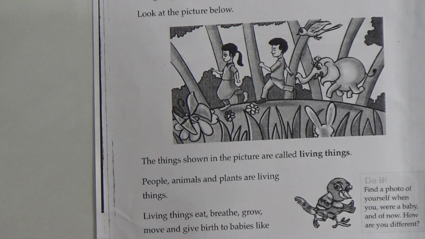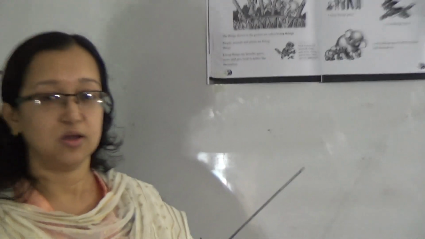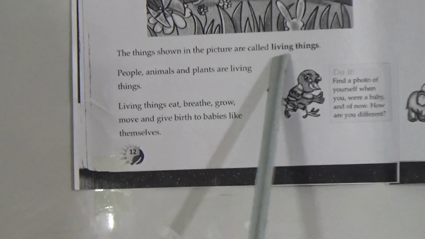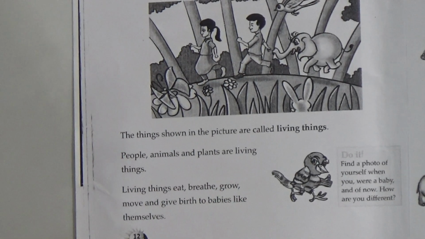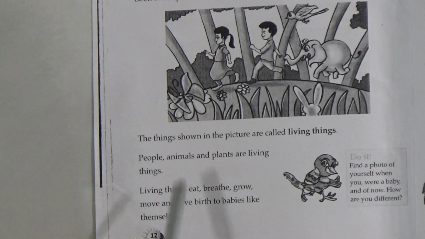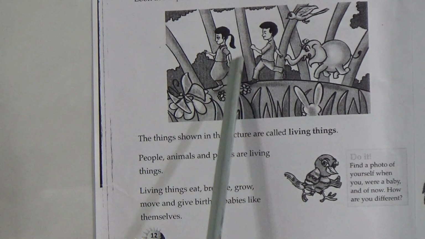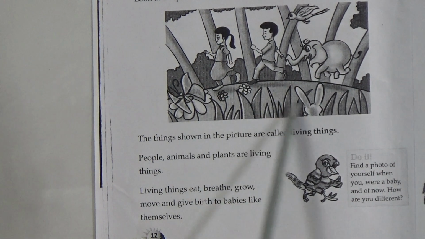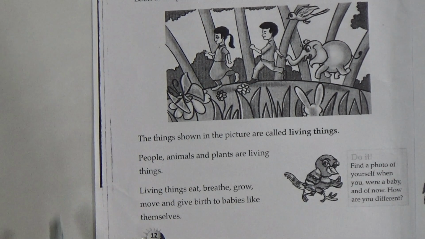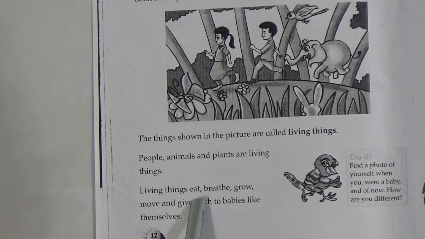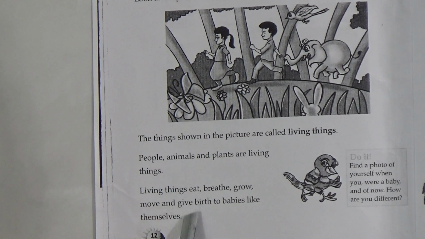So these things are living things because they are moving, they take food, and they are growing. The things shown in the picture are called living things, because people, animals and plants are living things. Here people, animals and plants all are living things. Living things eat, breathe, grow, move and give birth to babies like themselves.